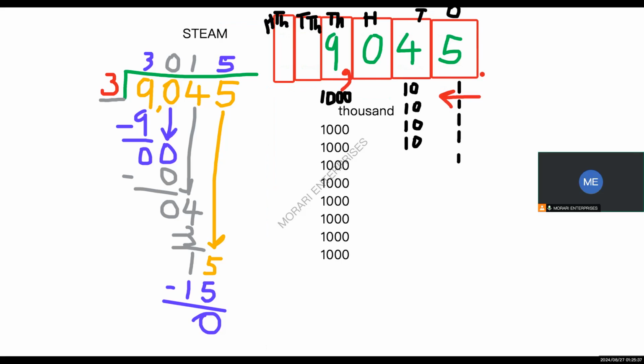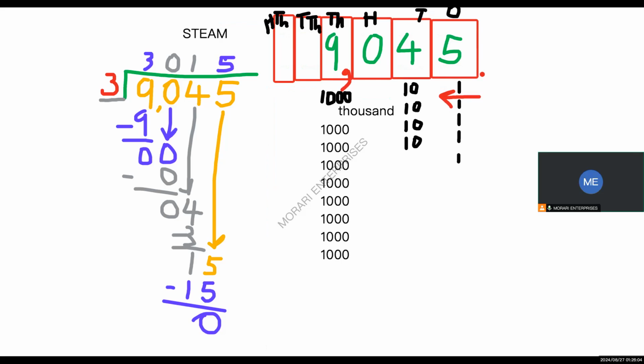So you go to the bank, this is what you're going to get. You're gonna get 9 bills of 1,000, and you're gonna get 4 bills of 10, and you're gonna get 5 bills of 1. So altogether, you're gonna get 18 individual bills, right? And then that would give you 9,045.